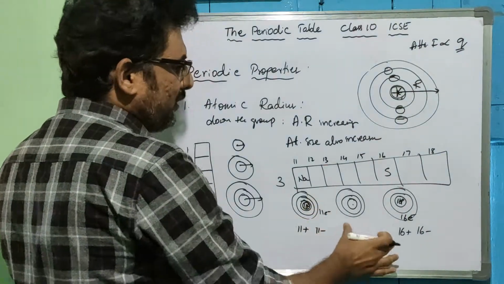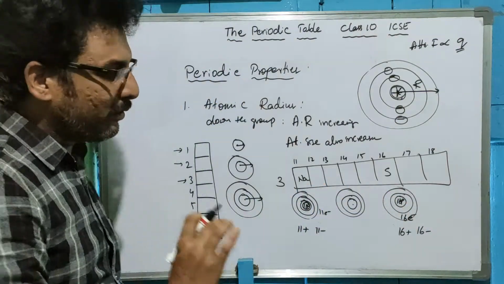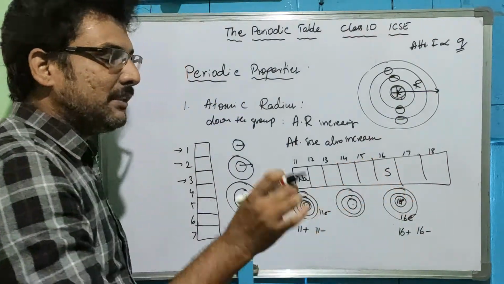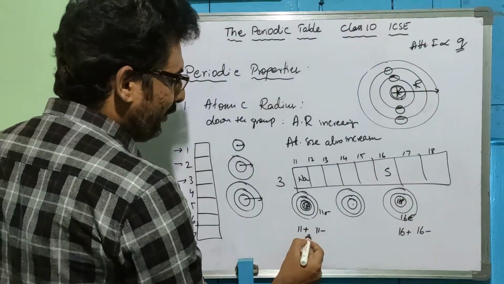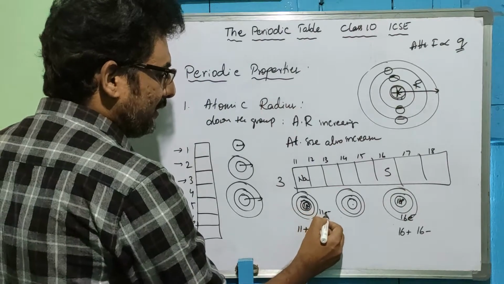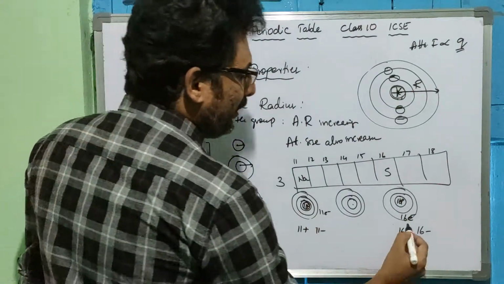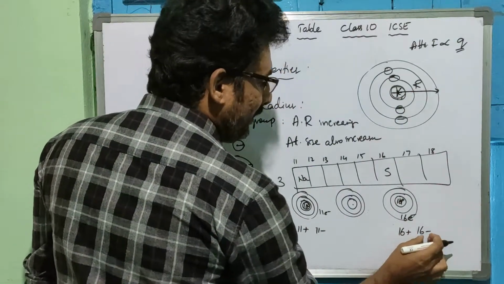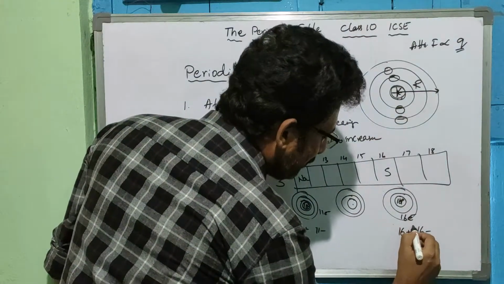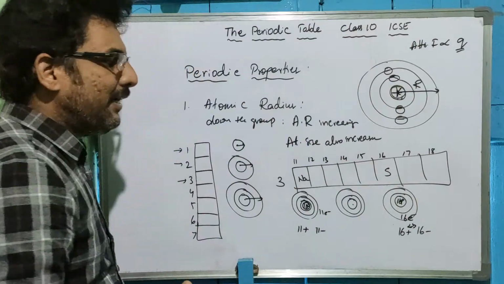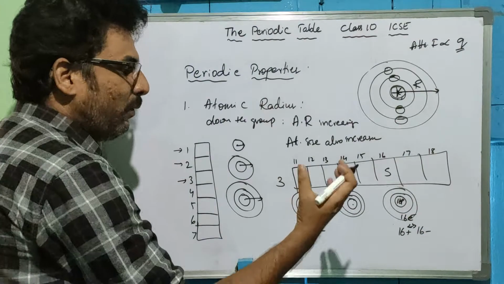So in which case does the atom have higher magnitude of the charge? In case of sulfur, because it has 16 protons and 16 electrons. So comparatively, the attraction between 11 protons and 11 electrons is less when compared to the attraction between 16 protons and 16 electrons. Since the attraction force between the nucleus and electrons is stronger than in the element on the left side, what happens?